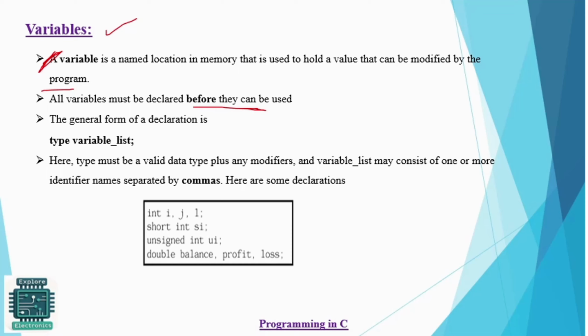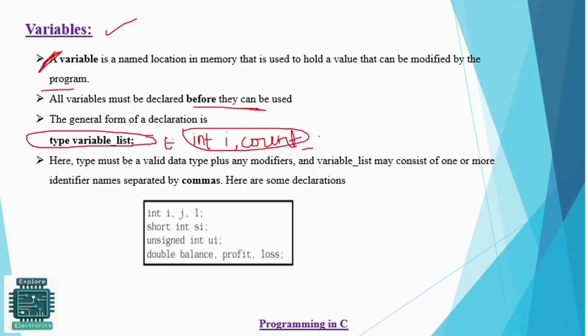Okay, now let us see the declaration of variables. This is the declaration of variables: type and variable list. Type is nothing but the data types, we have already discussed the data types, right? Now let us take an example of int. Int is a type. Variable list means the variables you would like to use in a program. It may be i or it may be count, anything. This is how we will declare variables.